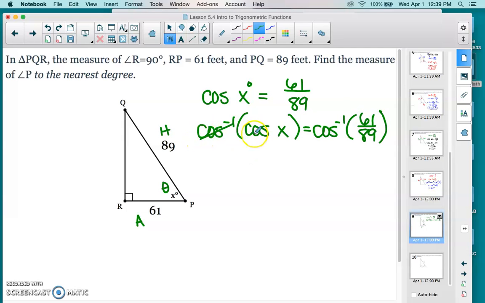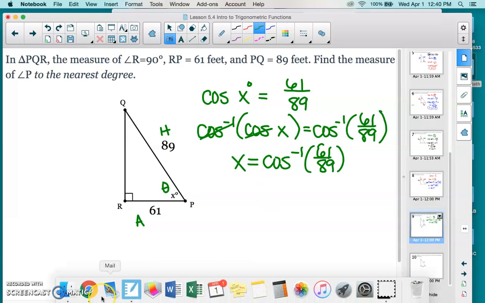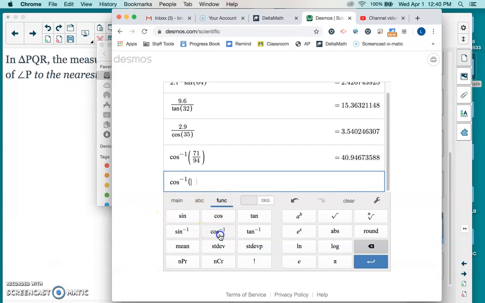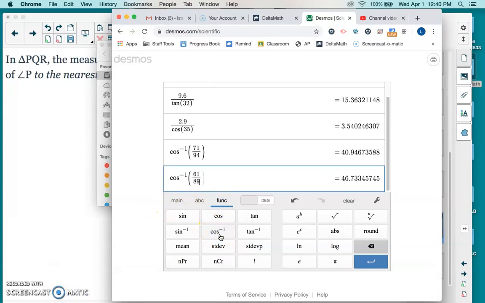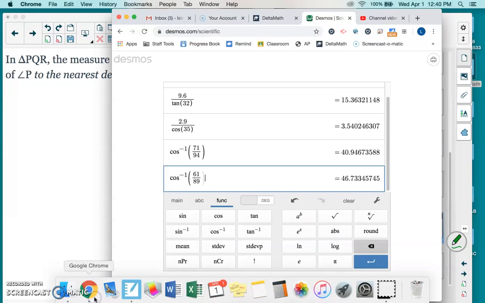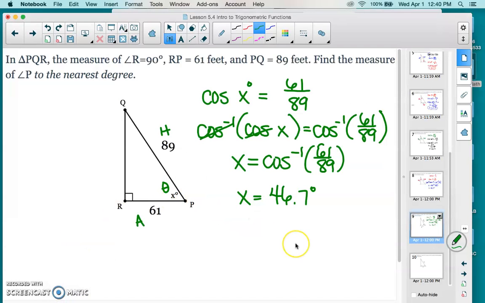Okay, remember inverse cos and regular cos cancel each other out and leave you with just x. And so then I need to figure out what inverse cos of 61 over 89 equals. Let me go to my calculator. So inverse cos 61 over 89 is 46.7. And that represents your missing angle. 46.7. Okay, that's it.